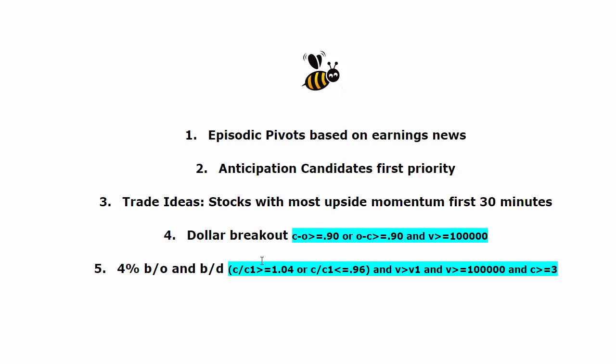Now during the day I keep running these scans, which is something called dollar breakout, which is basically a stock which is either up 90 cents or down 90 cents, and which has a volume of about 100,000. So these are the stocks from which I'll find my buy candidate. Basically they are always the stocks which tend to make a big move after that kind of a move.